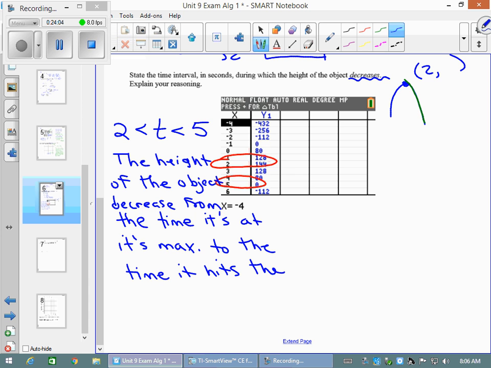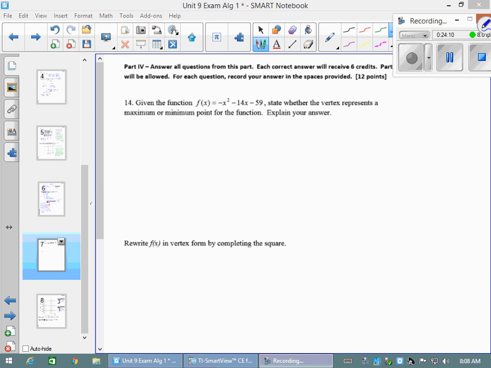For question 14, we're given a function and we're asked to state whether the vertex represents a maximum or minimum and to explain why. So in order to determine this, you need to look at your leading coefficient. The leading coefficient is negative. That means that our parabola would be downward facing. If our parabola is downward facing, that means it's going to have a highest point, which means it's going to have a maximum. So I need to first state that.